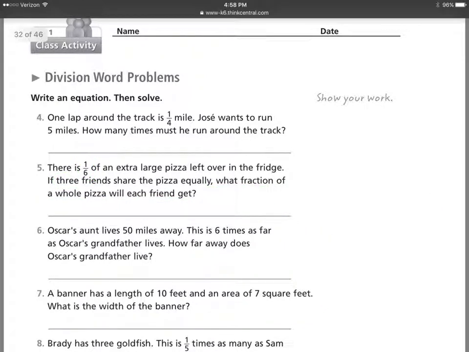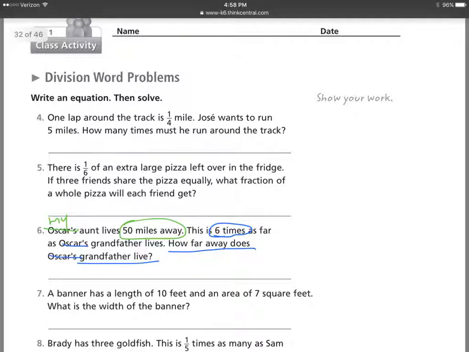And now let's take a look at number 6. Oscar's aunt lives 50 miles away, or my aunt lives 50 miles away. This is 6 times as far as my grandfather lives. So how far away does my grandfather live? What could you draw to show or demonstrate this word problem?